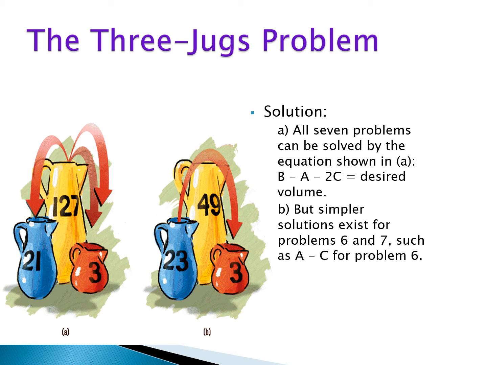So that's literally how you could solve all 7 problems, pretty much that way. But maybe a simpler solution exists for problems 6 and 7. So for 6 and 7, you can just do A minus C, right? And so that saves a couple steps.